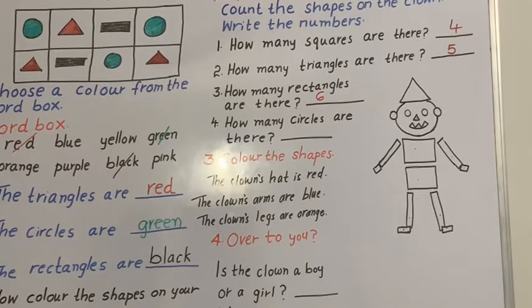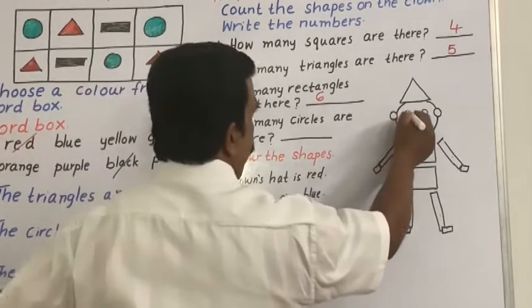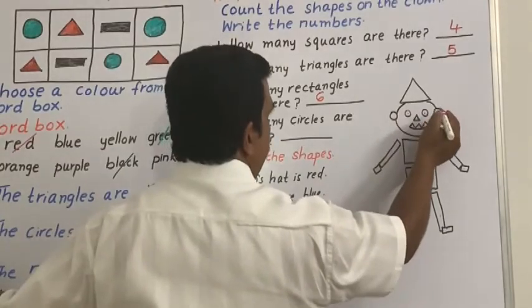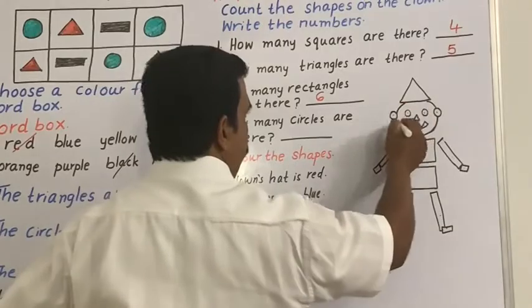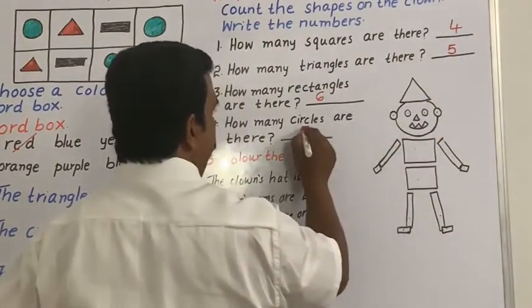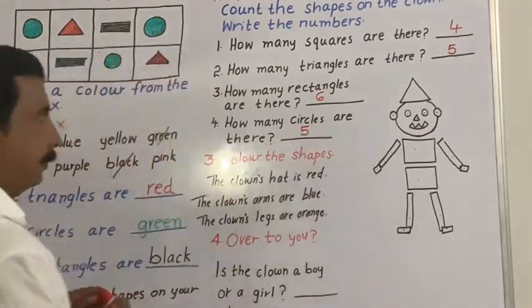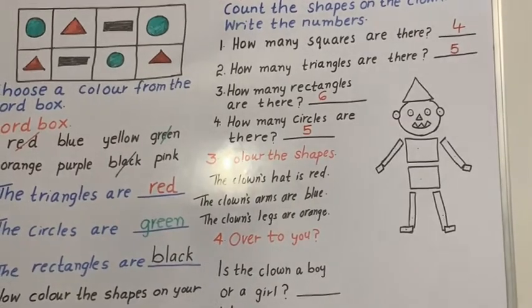And finally, how many circles are there? Tell me, who wants to say? Ali Abdullah? Or Amir? Or Amar Yasir? Say, how many circles are there? Did you count, Amar? Count it. One, two, three, four only? What about this? Here is one more, five. So how many? Five.